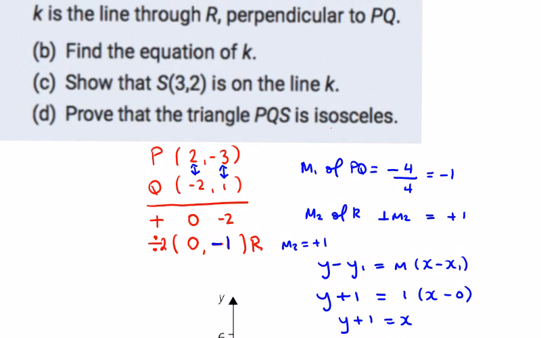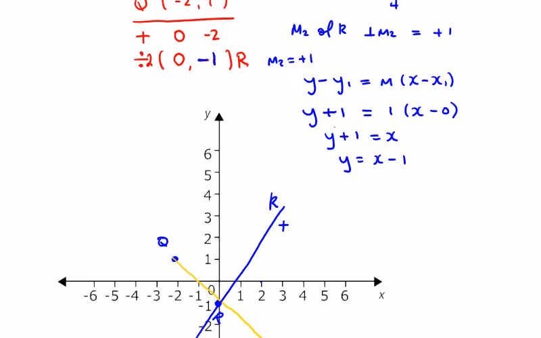Then we're asked to show that the point S, (3, 2), is on K. Let's see, does it fit on our diagram? (3, 2), we're a bit off. (3, 2) looks like it's about here. But the point (3, 2) would be y is 2, x is 3. So that does work. 2 is equal to 2. Therefore, S is on the line.